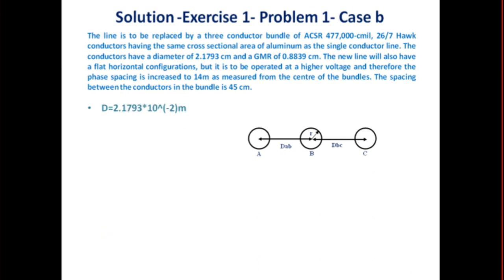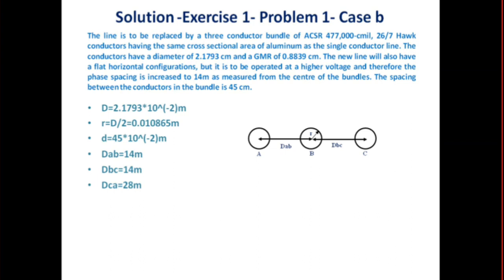Now the diameter is given as 2.1793 centimeter. It is converted to meters by multiplying by 10 to the power minus 2. Next, we have to determine the radius. R is equal to D by 2, so you obtain 0.010865. Next, the spacing is given as 45 centimeter, which is converted into meters, so 45 into 10 to the power minus 2 meter. Next, the DAB value they have increased from 11 to 14, so it is 14 meters. DBC is also 14 meters, so DCA is equal to 28 meters.